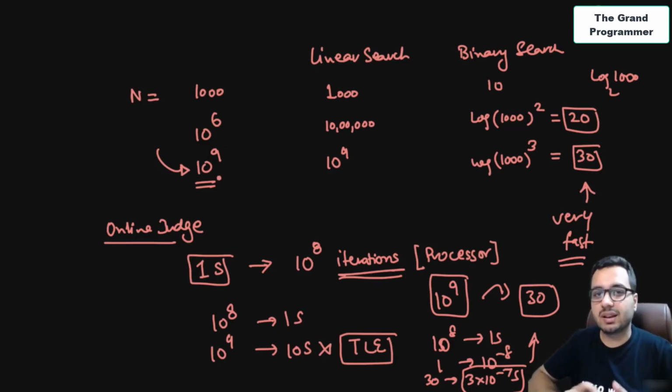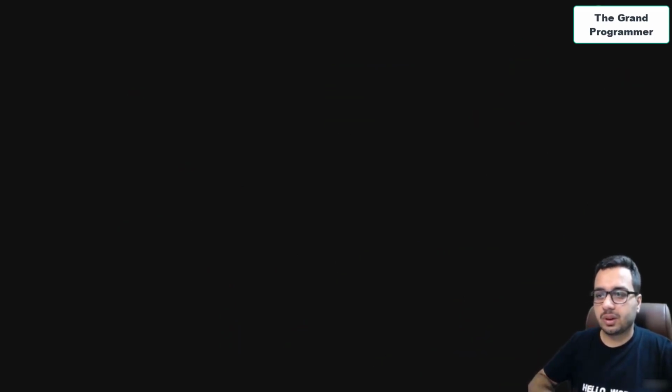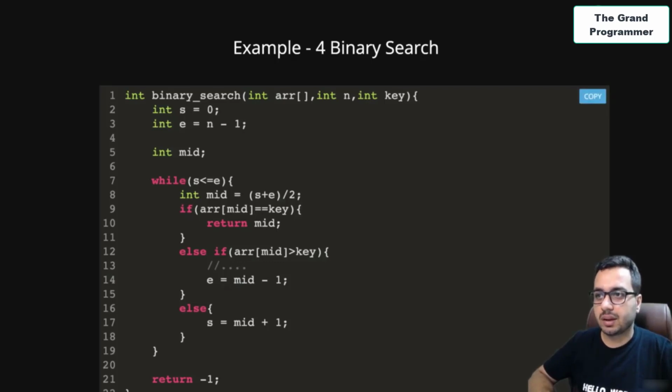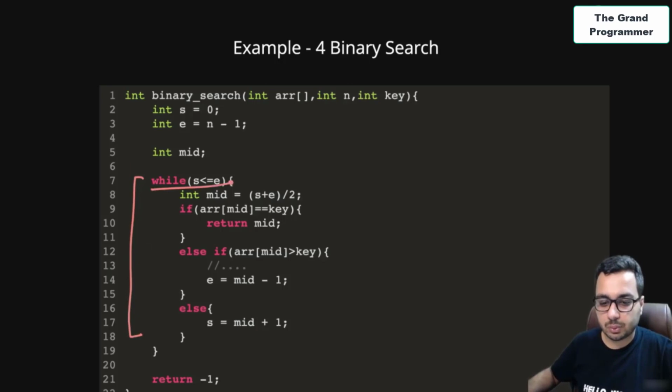So this is how we will actually use this analysis. I hope you are getting this. And now this is the code of binary search, and what we have done, we have computed how many times this loop is going to run. So I hope you more or less understood this.